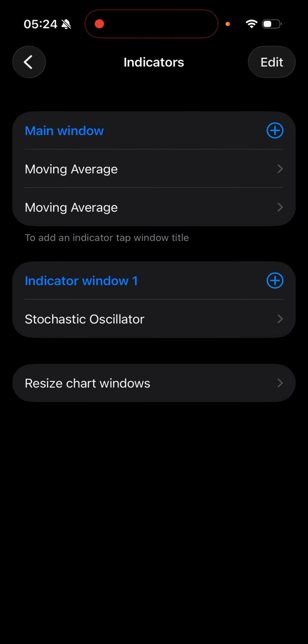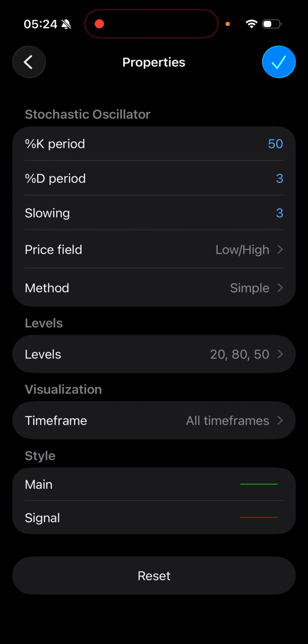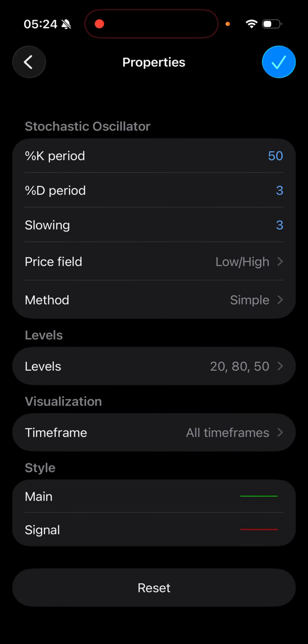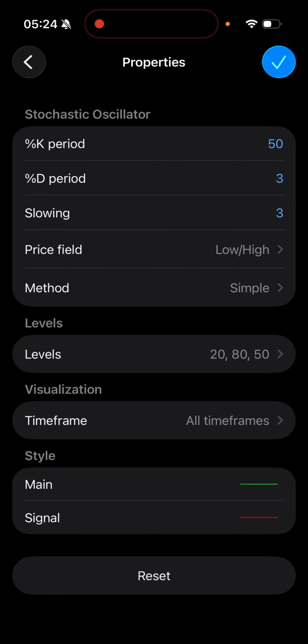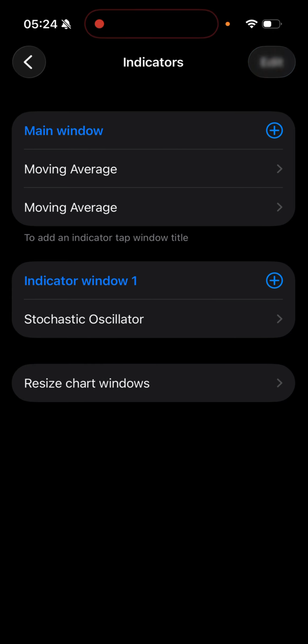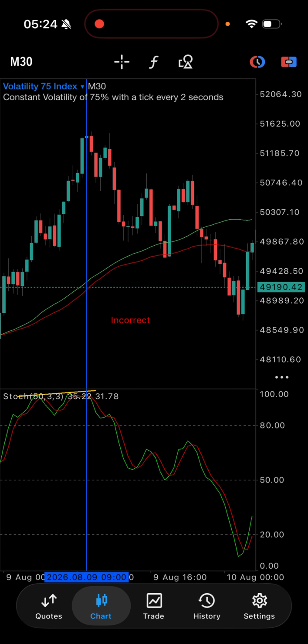So let me show us the indicator settings. As you can see, this is the stochastic oscillator, and these are the settings. You can take a screenshot or write it down. Those are the settings.